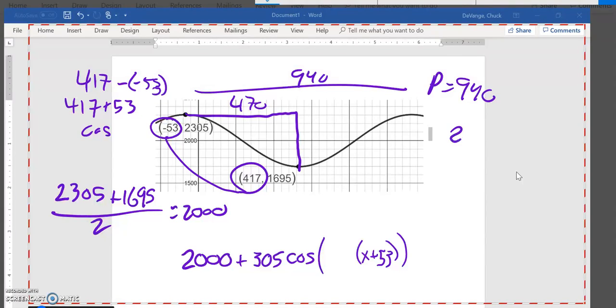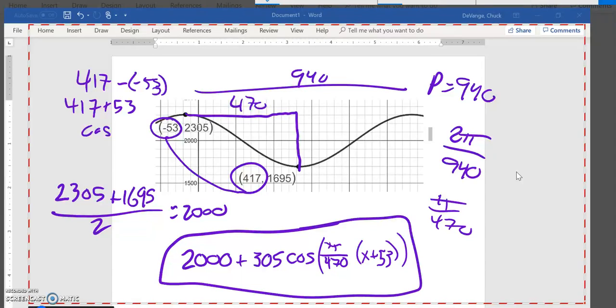So if I want my multiplier, I got 2 pi divided by that. 2 pi divided by 940, that's pi over 470. So that's my multiplier, pi over 470. And there is the equation for it right there.